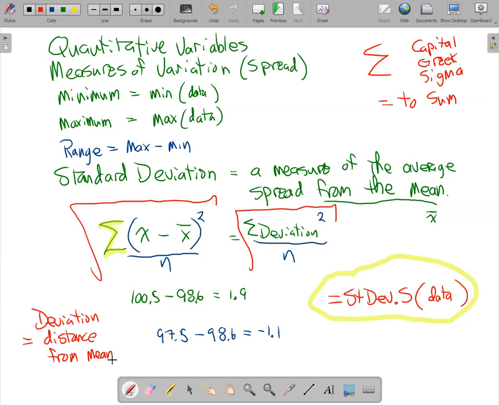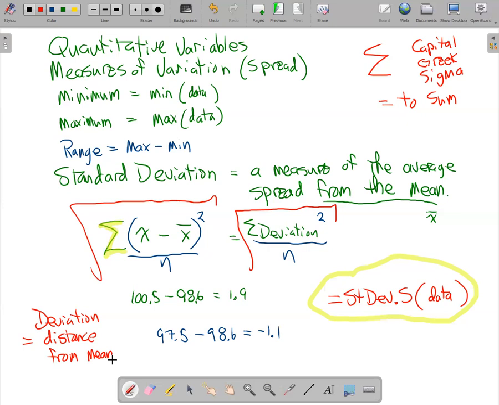Like for average height of guys in the US, I'm a little below average. Some people are above average. Deviation is just how much below or above average are you? That's just deviation. And in terms of trying to describe for a big set of numbers how spread out these numbers are, standard deviation is the most popular statistic to describe the average spread of the numbers.